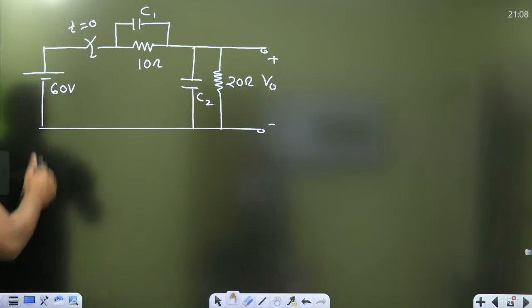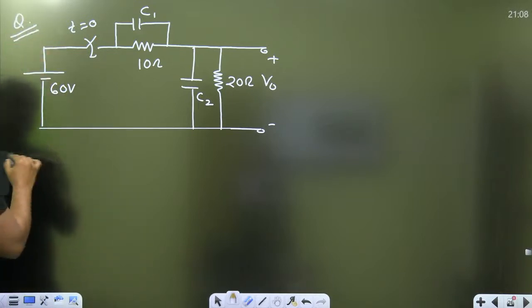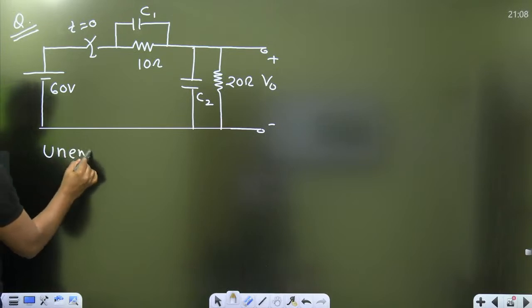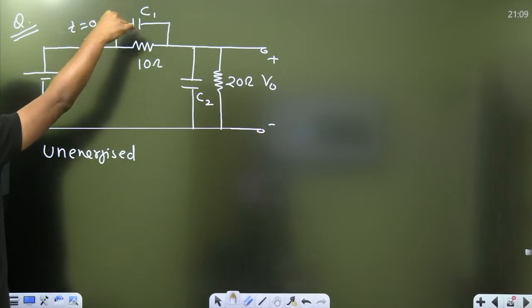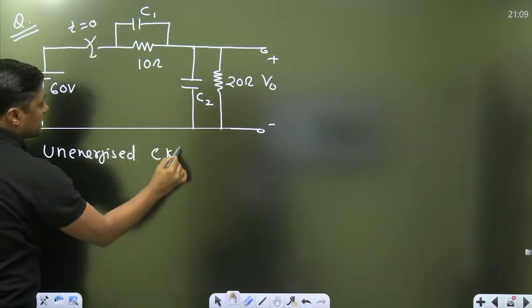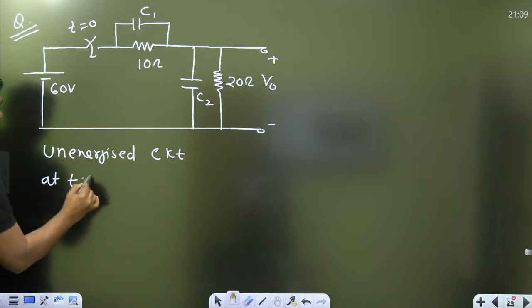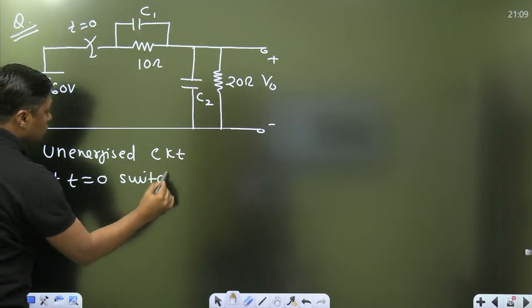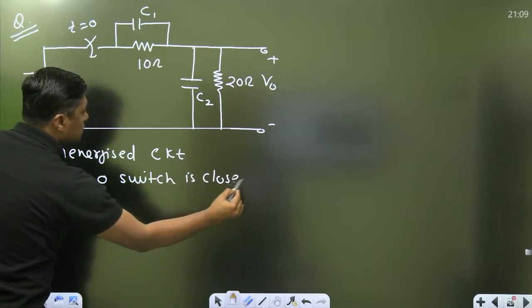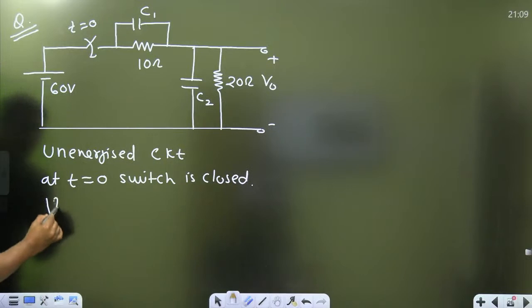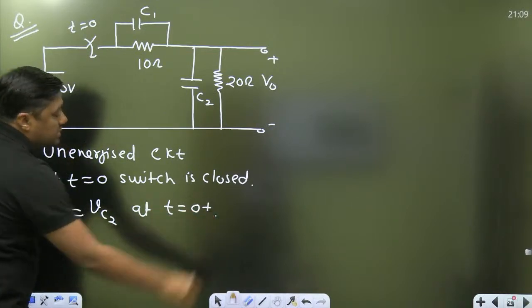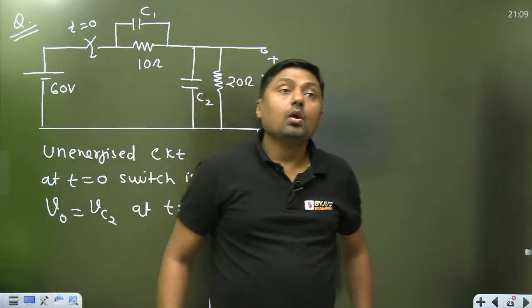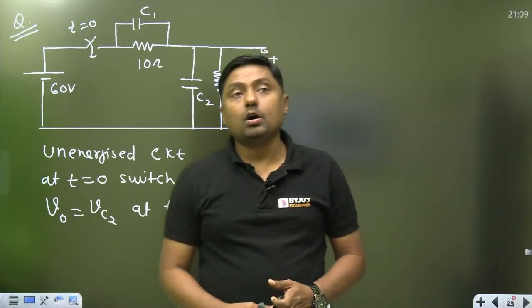Now tell me, this is another question. The capacitor is initially an unenergized circuit. Unenergized means the energy across C1 and C2 is 0. At t equal to 0, the switch is closed. Then what is the initial value of this V0? That is nothing but Vc2 at t equal to 0 plus. What will be the answer for this question?